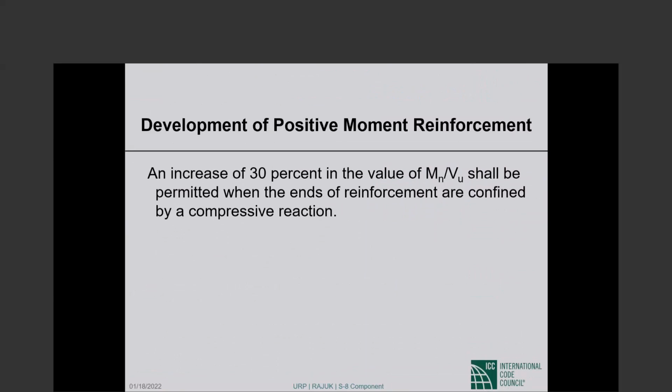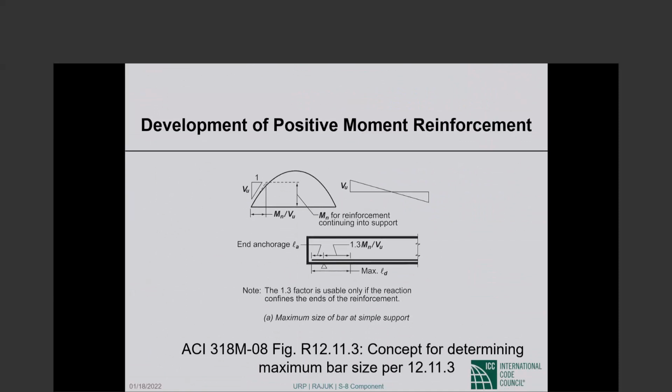An increase of 30% in the value of M sub n over V sub u shall be permitted when the ends of reinforcement are confined by a compressive reaction. Okay. So this is in picture. So we are at a support. This is the embedment length, L sub a, and this is M sub n over V sub u. We have multiplied by 1.3, assuming that this support provides compression. So maximum development length would be from here to there. So your bar size has to be such that the required development length does not exceed this maximum development length.